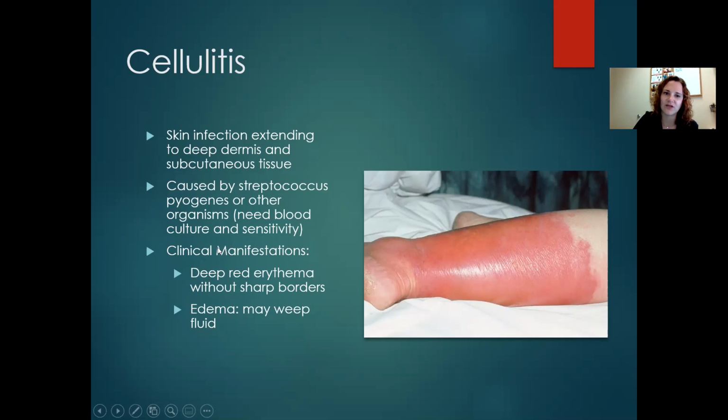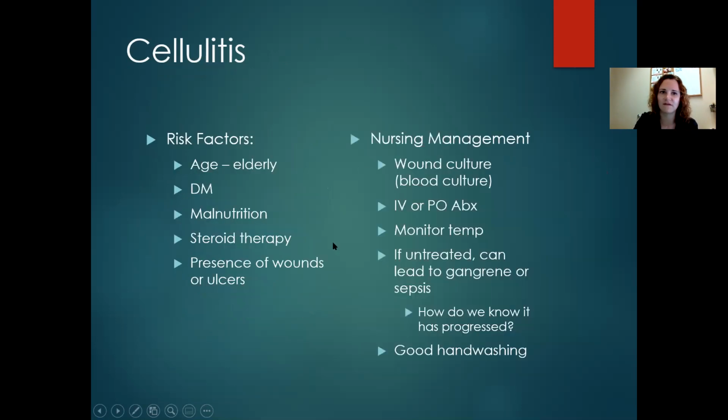And then, as we see in this picture, clinical manifestations: deep red erythema without sharp borders, and edema. They may weep fluid. Not may, it's usually they will weep fluid, and it's a lot. You put several chucks on these patients' beds because the skin becomes very swollen and edematous, blistery, and those are just naturally going to pop and cause all kinds of fluids to weep. We usually use a skin marker to line out the edges of this so we can monitor if it progresses further. And then they're usually going to come in for some IV antibiotics.